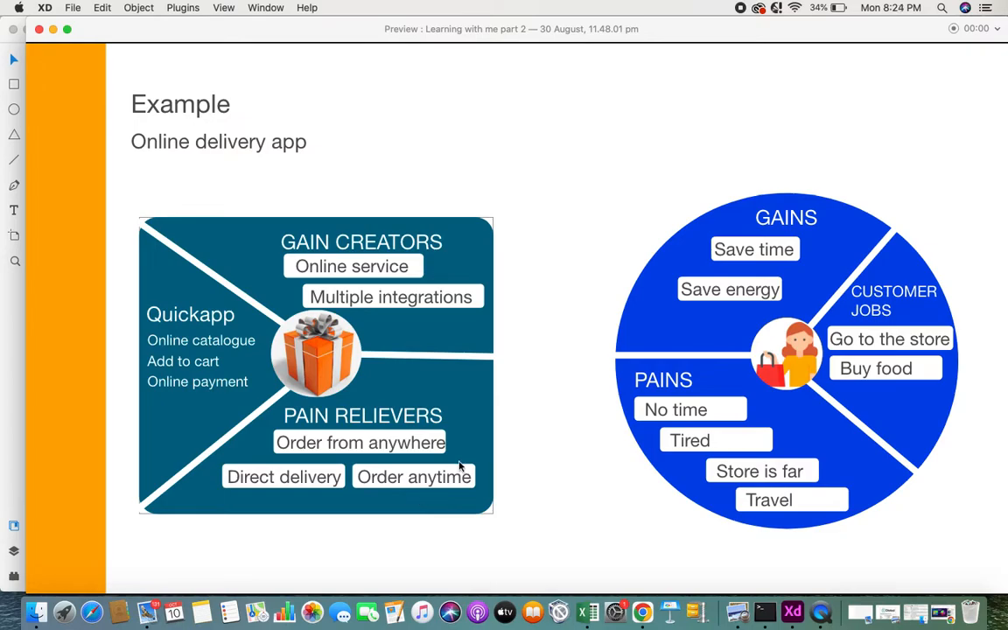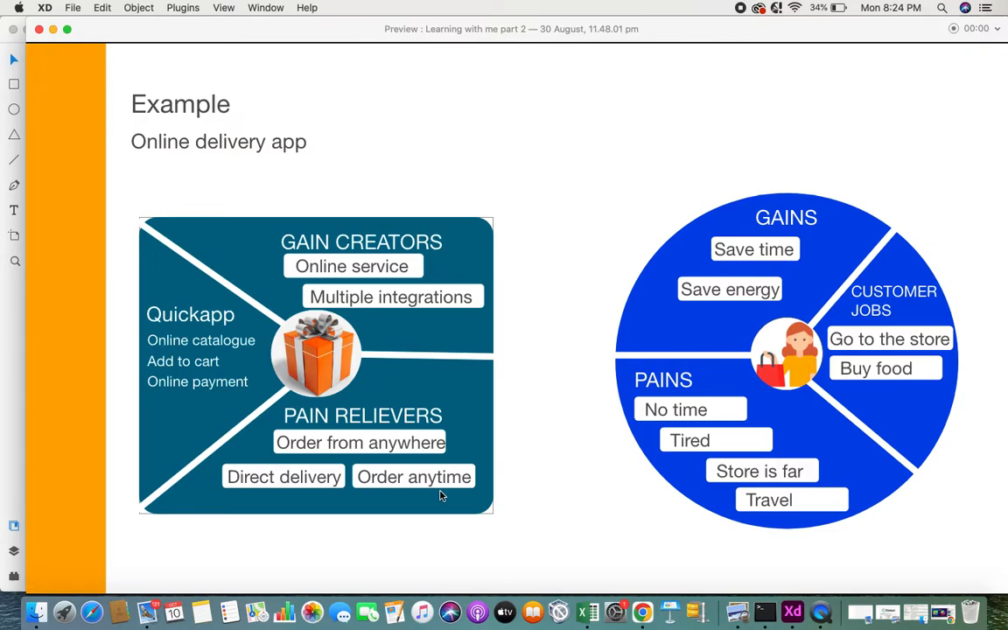So if you see, in order to relieve them of the pains they have, saying no time, tired, stores really far, and travel, they brought in these pain relievers, which is order from anywhere, order anytime, and direct delivery. So you order from anywhere, and this way you just don't have to go to the store. The store might be somewhere far, but you can still order from that store without going. Okay, you can be at some location, and you can order from there. So order anywhere, order anytime.